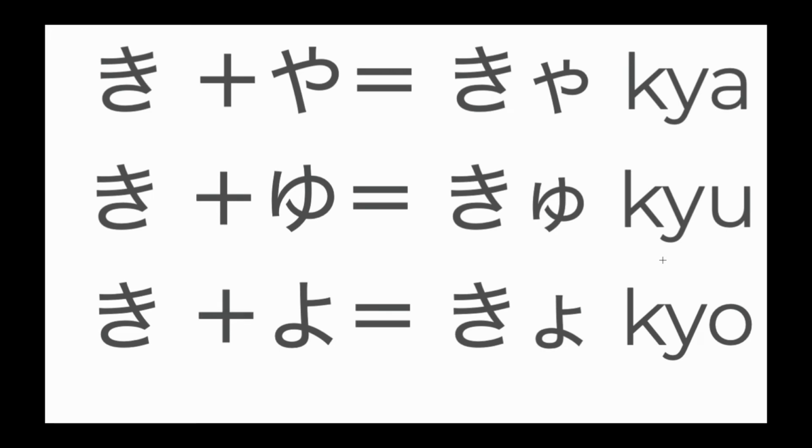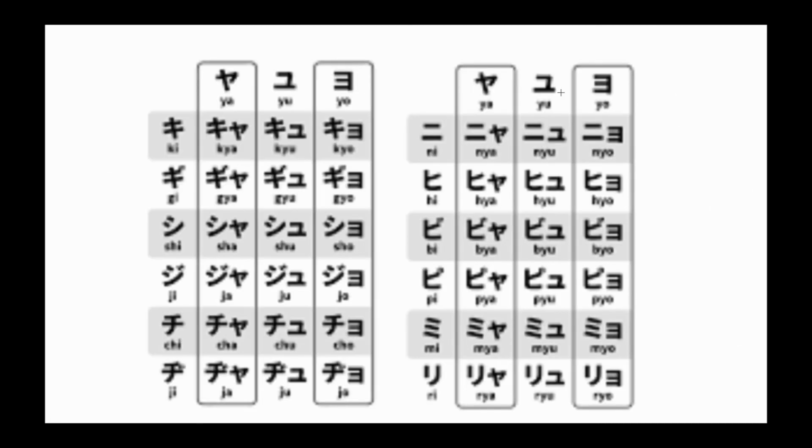So let's take ki. Ki plus ya becomes kya. In kya, the ya is a little bit smaller than the ki, but the stroke order is going to be the same. So ki plus ya becomes kya. Ki plus yu becomes kyu. Ki plus yo becomes kyo.